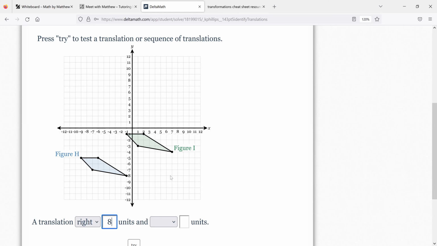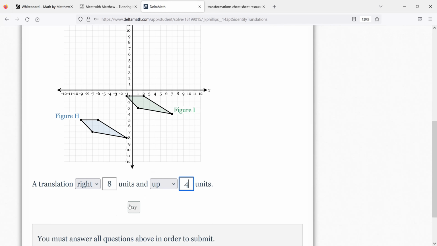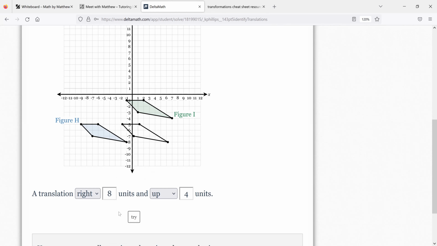And then you're also going up. You're going up a certain amount. Can you tell me how many up it is? You're going from -8 to -4? 4. 4 units. Okay. And I guess we got to try it each time. I guess that's kind of cool that it's animated.